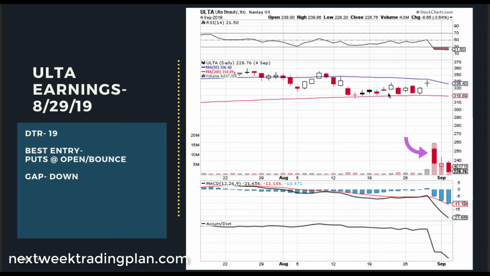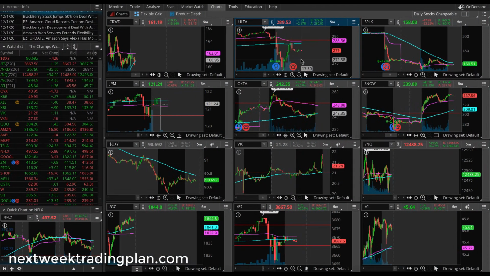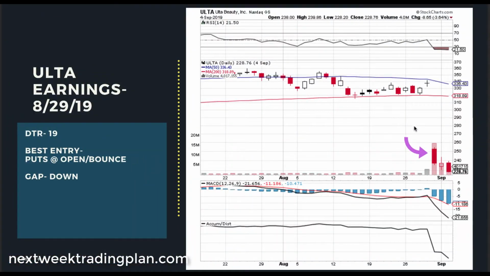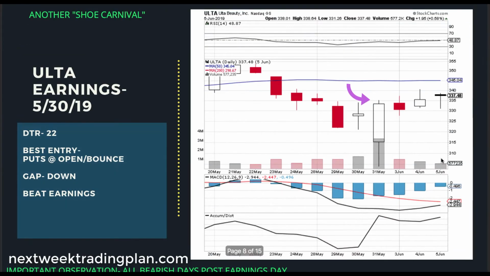Why? Because it's gapping down, which is what we have now. Second, it misses earnings in this example, okay? What do we have now? We're missing earnings in this example. And, well, you get a DTR of 19, so let's just pay attention to that. You get, once again, the bearish continuation into the following day. So what is that, 5 out of 5 examples? You get bearish continuation so far?